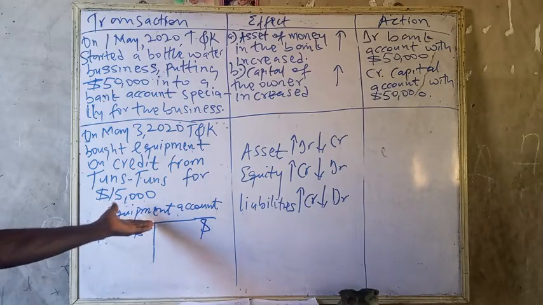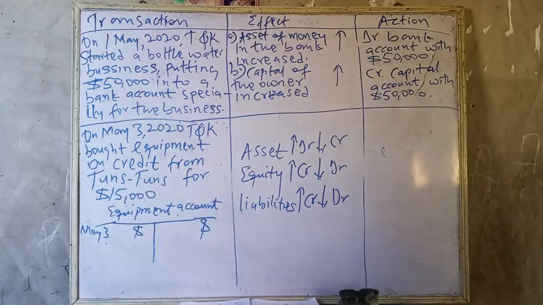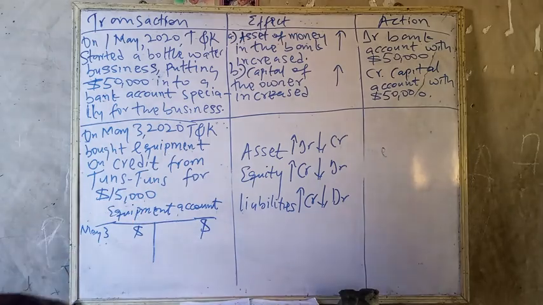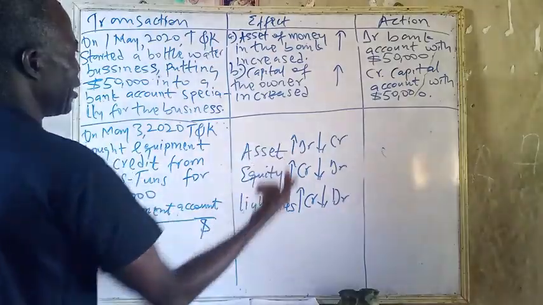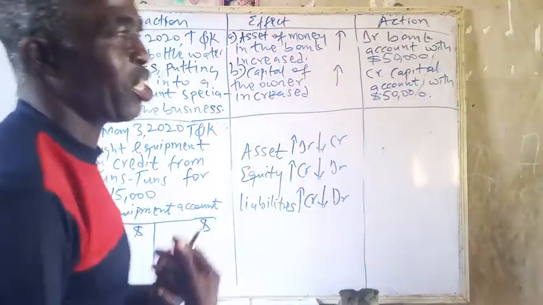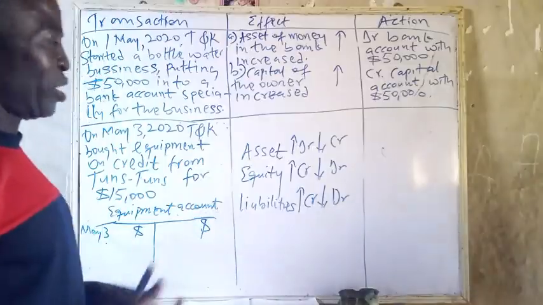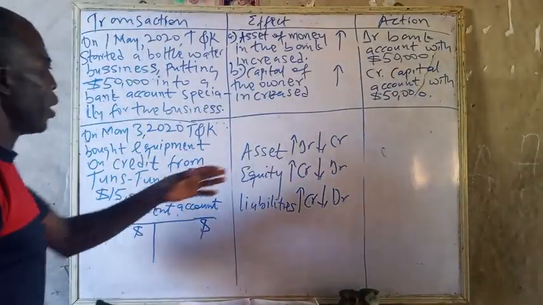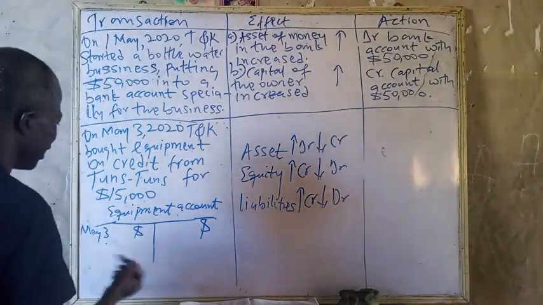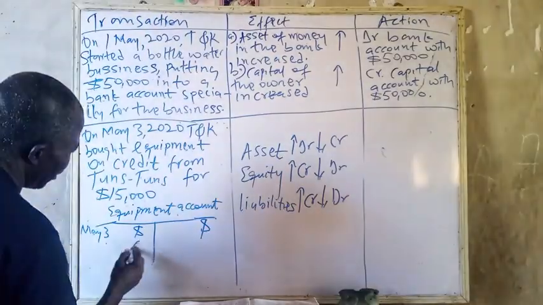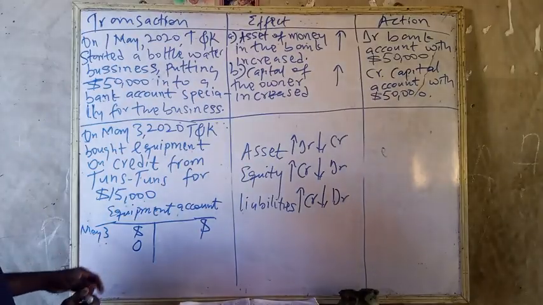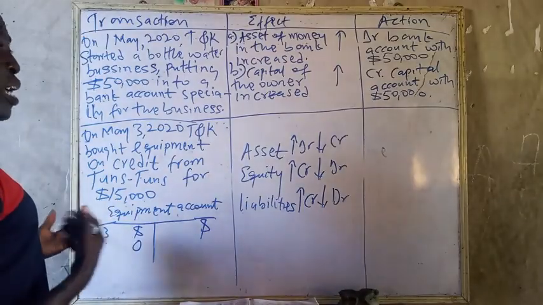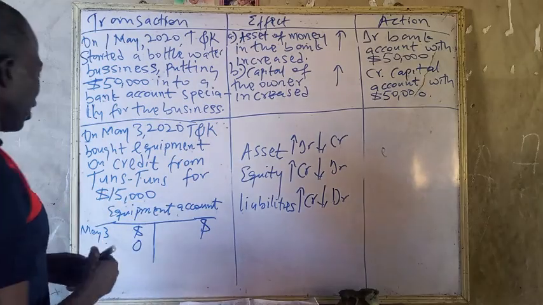The company doesn't have equipment, but today the company has bought equipment on credit. What is the monetary value of that equipment? That is 15,000. So, equipment is an asset account. Equipment is the resource that the company will be making use of for the business. Let's assume that yesterday being the 2nd, there was nothing here. Let's say it's 0. But today being May 3rd, the company bought equipment. The value of the equipment is $15,000.